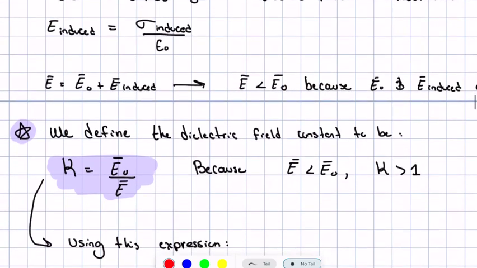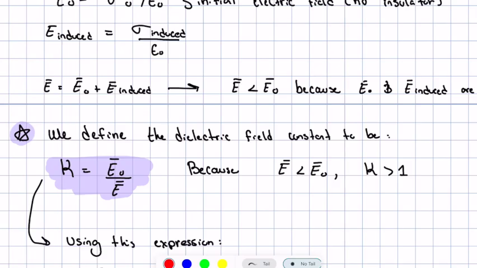We can then define this term that we call the dielectric constant, here K, to be the original electric field divided by the new one. So because the new one is always smaller than the old one, K is necessarily larger than 1.